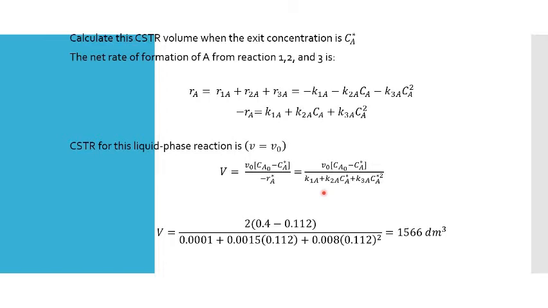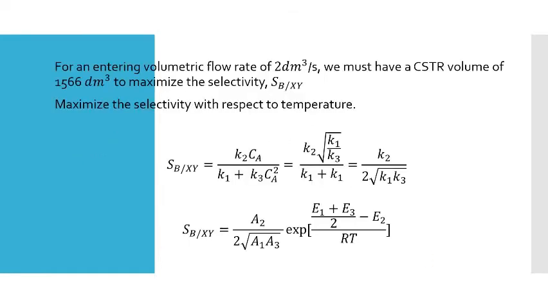Substituting all the values, we get a volume of 1566 dm³. In conclusion, for an entering volumetric flow rate of 2 dm³ per second, we must have a CSTR volume of 1566 dm³ to maximize the selectivity. And to maximize the selectivity with respect to temperature, we can use this equation.